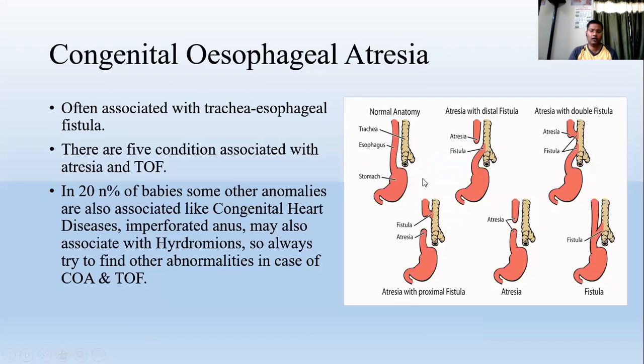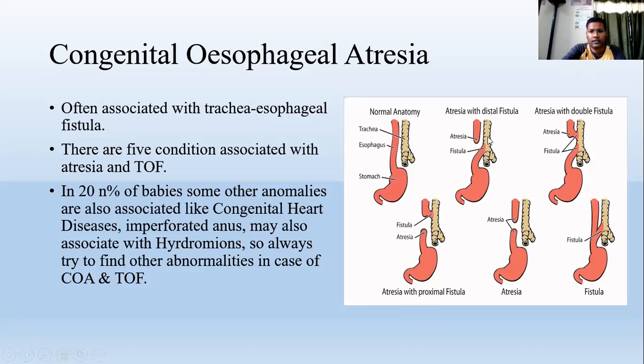So first we are going to discuss the congenital disorders, that is congenital esophageal atresia. Esophageal atresia means there is absence of the esophagus, or some part of the esophagus is there, but some part of the esophagus is not there, is absent. This is the normal structure of the esophagus. You can see in the picture the normal anatomy of the esophagus, and just behind it is the trachea, and the esophagus opens into the stomach.